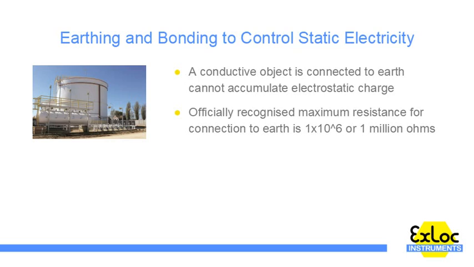As we saw earlier, when a conductive object is connected to earth, it cannot accumulate electrostatic charge. The officially recognized maximum resistance figure for the connection to earth is 1 times 10 to the power of 6, or 1 million ohms. This figure may seem surprisingly high compared to the sort of figure we look for when earthing for mains electrical systems, which is typically just 10 ohms and below. However, the 10 to the 6 ohm value was derived as an upper limit for allowing static electricity to safely pass to earth, based on the known charging currents associated with static creating processes such as product transfer and mixing in modern production operations.